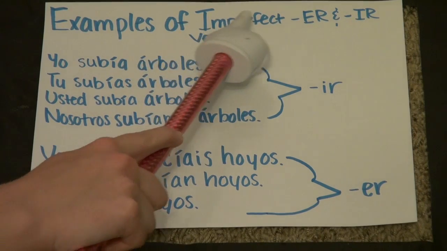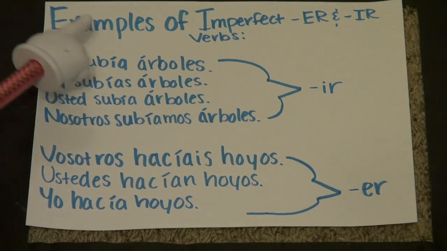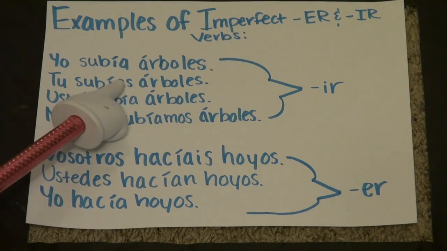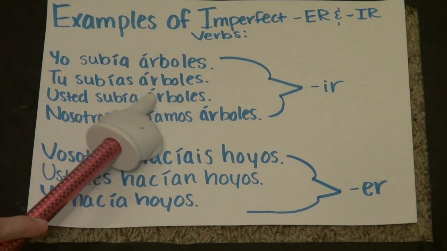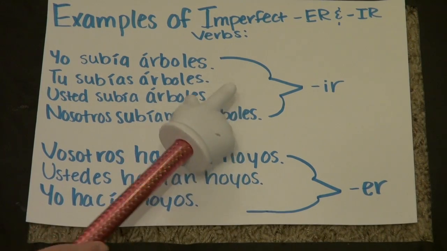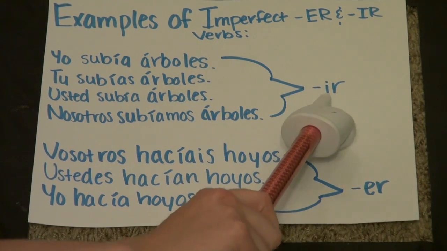Examples of imperfect -er and -ir ending verbs. Yo subía árboles. Tú subías árboles. Usted subía árboles. Nosotros subíamos árboles. And those are examples of verbs that end in -ir.